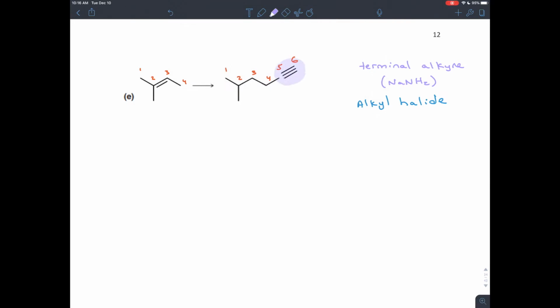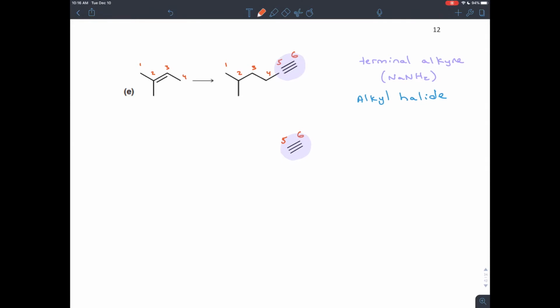The alkyne, the reactive part of the molecule, is between carbons number 5 and 6. And those carbons are not on this molecule. That means that it would be most efficient if we introduced that as a separate molecule with carbons number 5 and 6 on it. That could be our terminal alkyne, and that means that we'll want to turn this molecule into our alkyl halide. We'll want a leaving group, a halogen, on carbon number 4 that carbon number 5 here will be able to attack as a nucleophile.